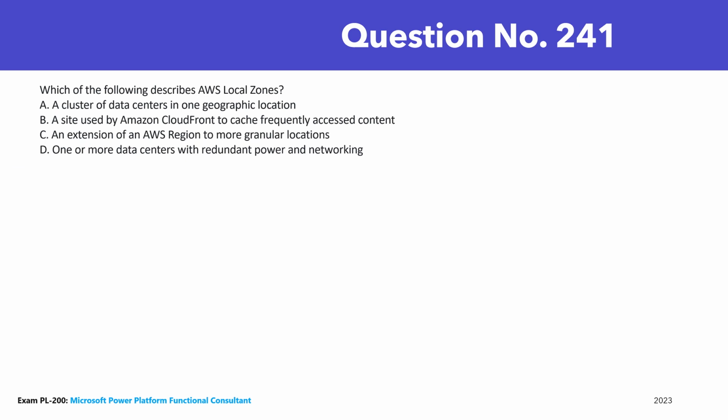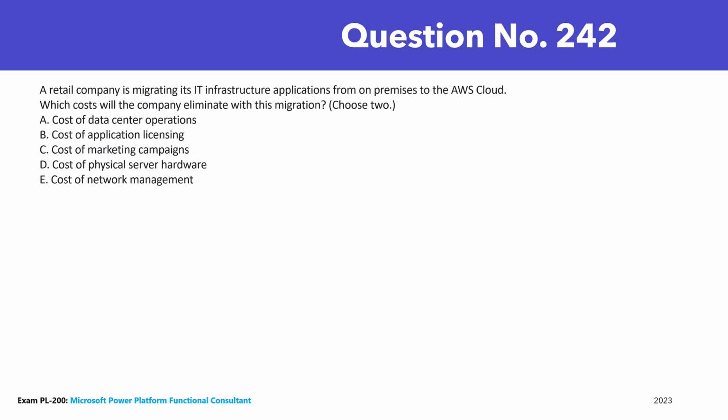Which of the following describes AWS Local Zones? A. A cluster of data centers in one geographic location. B. A site used by Amazon CloudFront to cache frequently accessed content. C. An extension of an AWS Region to more granular locations. D. One or more data centers with redundant power and networking. Correct answer, C.